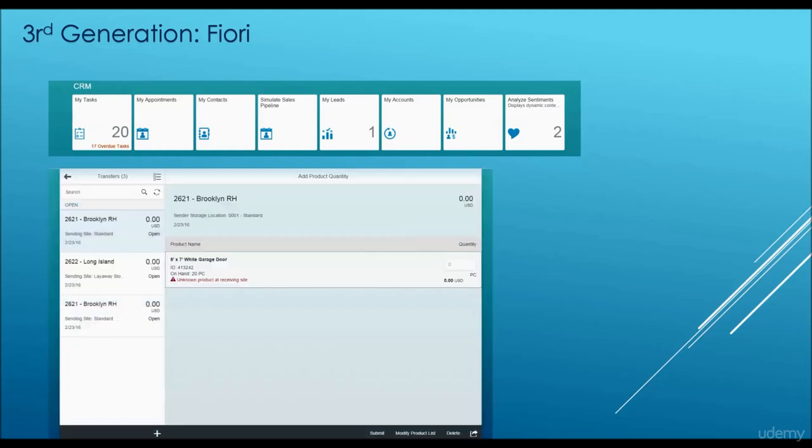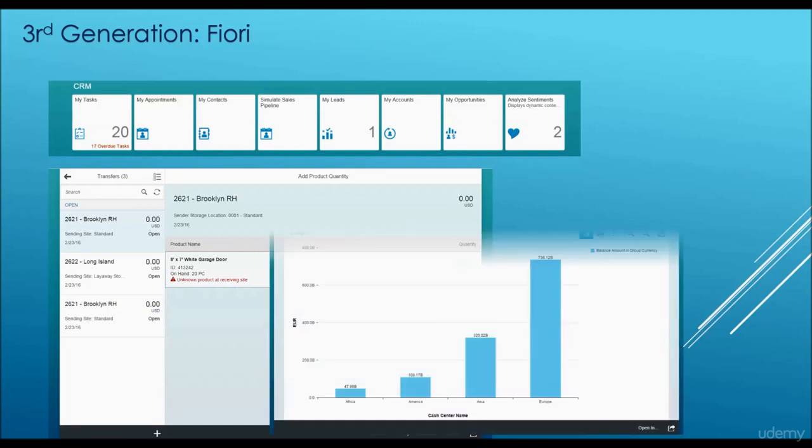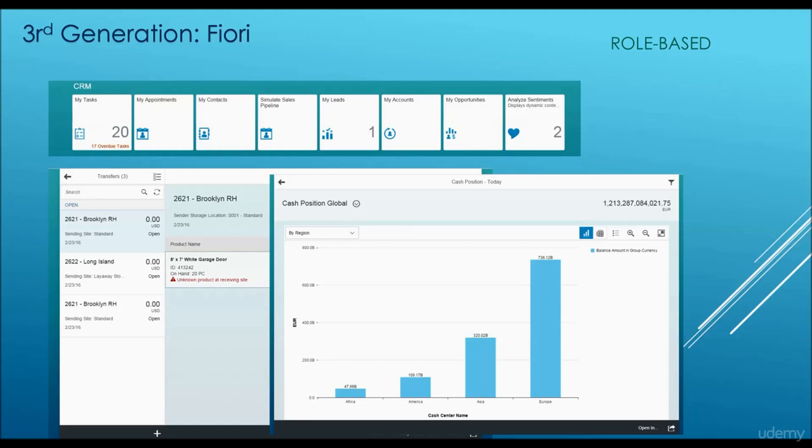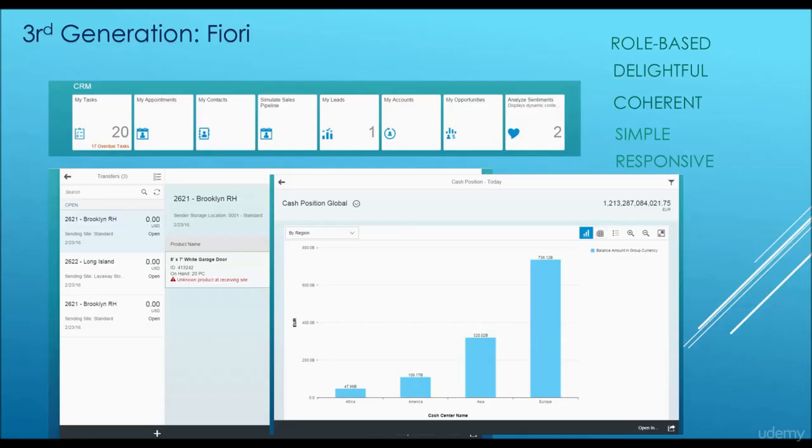Here are a few sample screens of Fiori, and also the five design principles which Fiori is built on, that is: role based, delightful, coherent, simple, and responsive. So this is an introduction to Fiori, and we will look into these design principles much deeper in the next chapter.